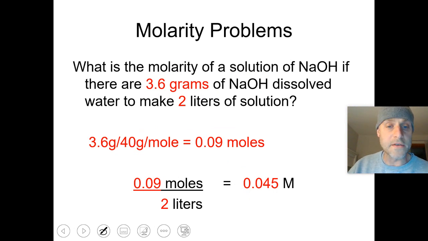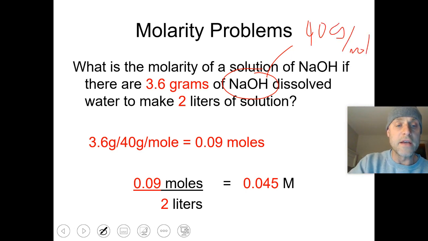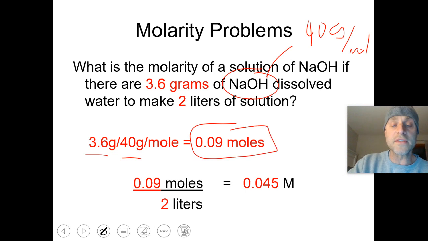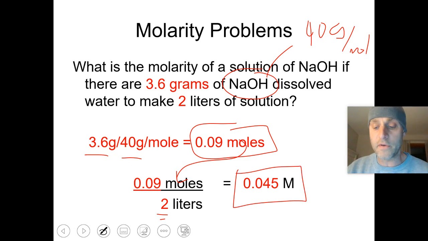Okay? And here's another one. Same thing. It's still sodium hydroxide, so my molar mass is still 40 grams per mole. Okay, so 3.6 grams divided by 40 is 0.09 moles. Now I can take moles and put it over liters. Ooh, it's not 1, it's 2. So 0.09 moles over 2 liters. Do that math, 0.045. Okay.